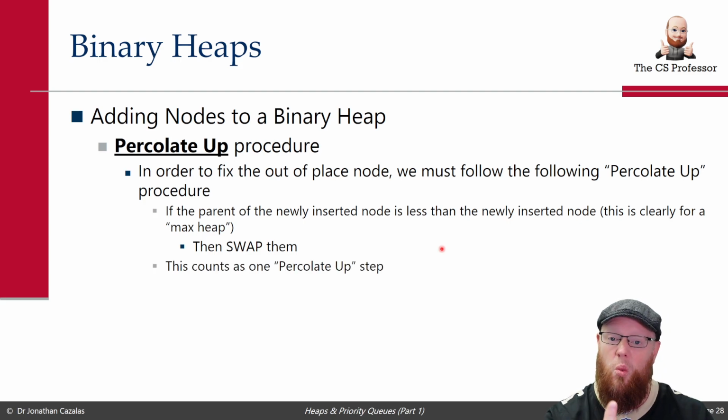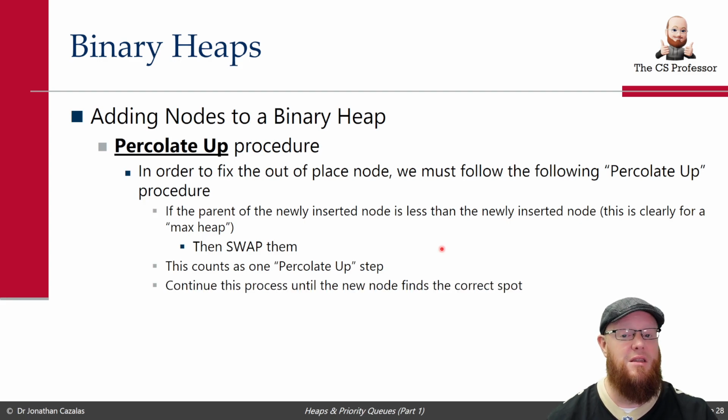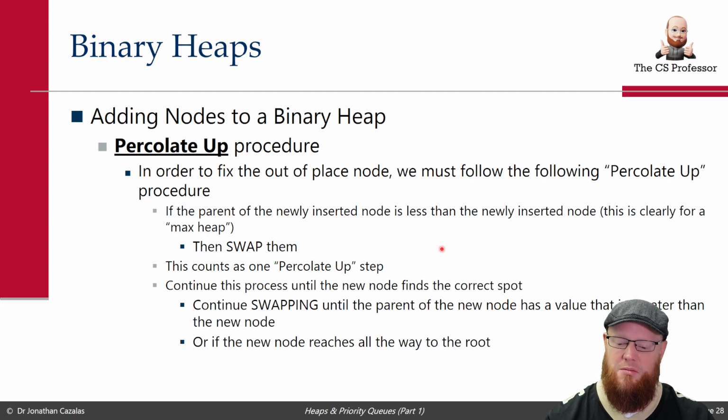This counts as one percolate up step of doing one swap. Another swap would be another percolate upwards step. And we simply continue this process until the new node finds its correct position.